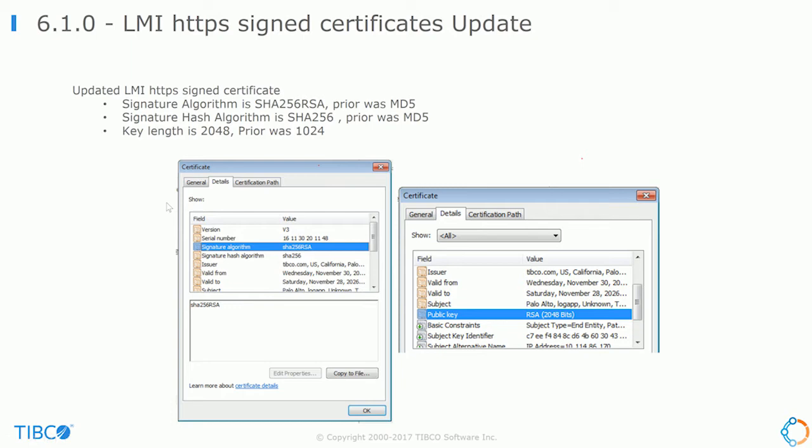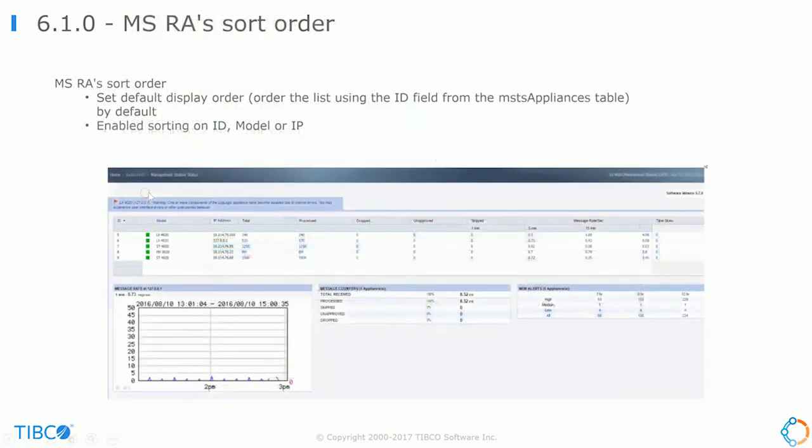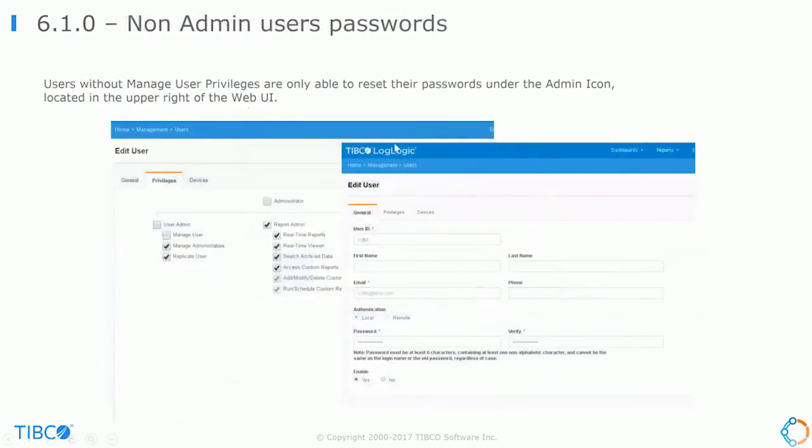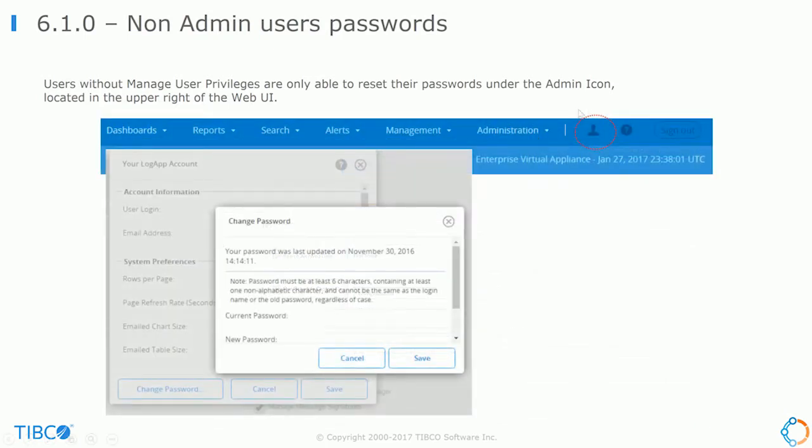We've updated the LMI self-signed certificates to now support SHA-256. The management station RA sort order has been enhanced to allow sorting on the ID, model, and IP address fields. Now users without managed user privileges are only able to reset their passwords using the admin icon in the upper left of the web UI.